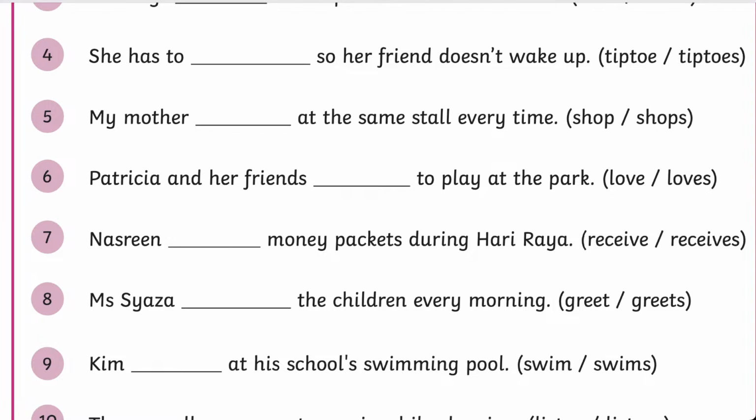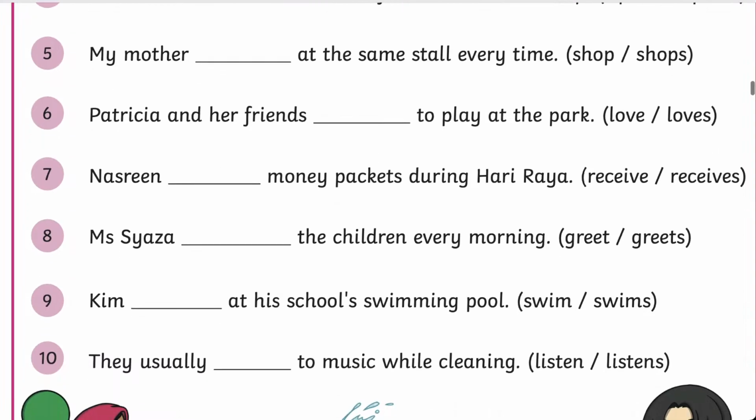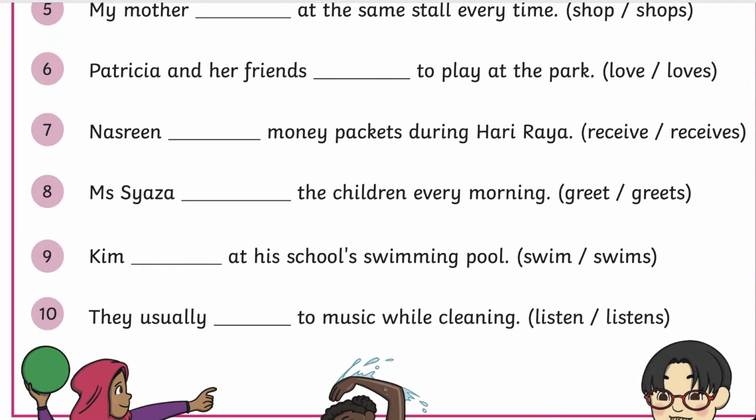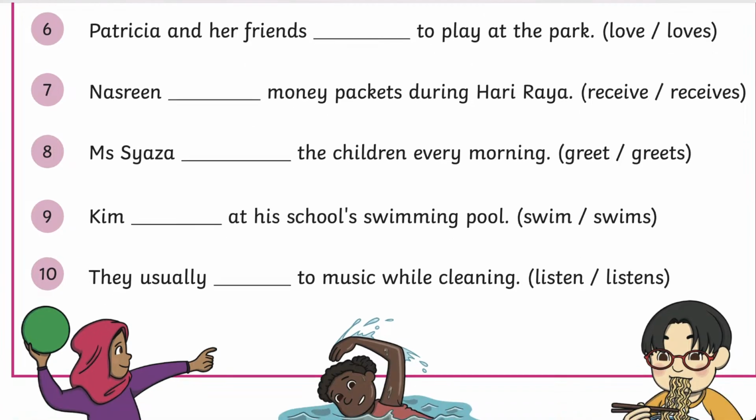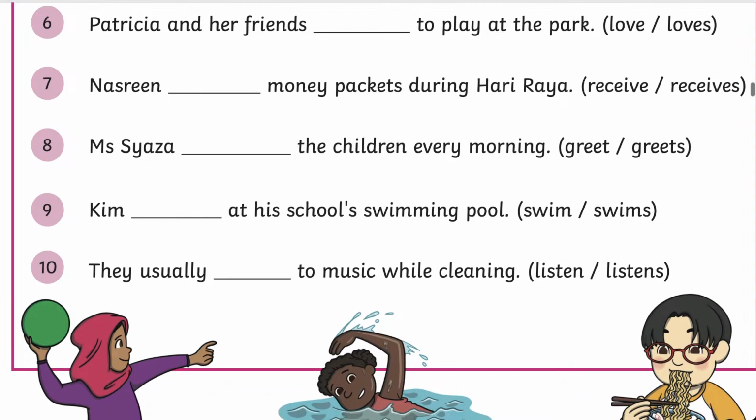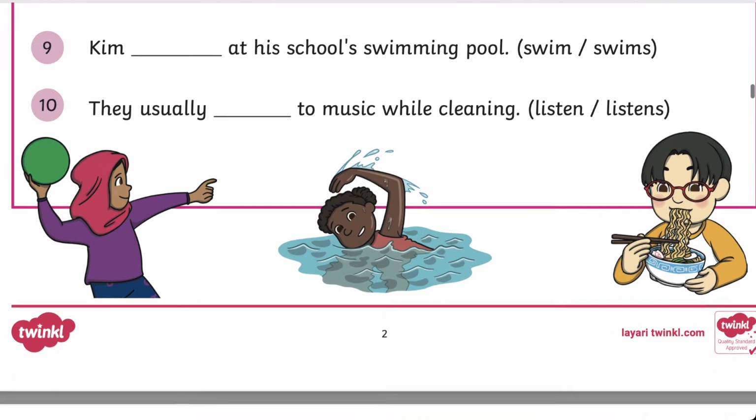Ms. Sayaza greet the children every morning. Ms. Sayaza greets the children every morning. There should be a period after Ms. That's not punctuated correctly. Kim swim at the school's swimming pool. Kim swims at the school's swimming pool. They usually listen to music while cleaning. They usually listens to music while cleaning. I always listen to music when I'm cleaning.